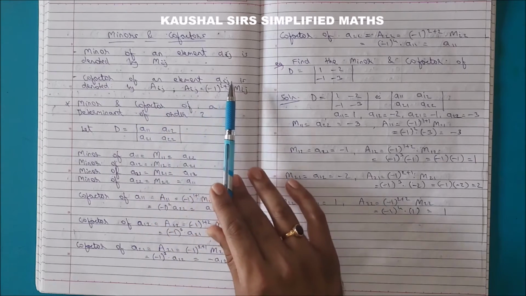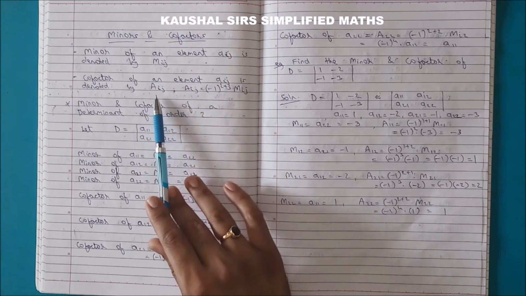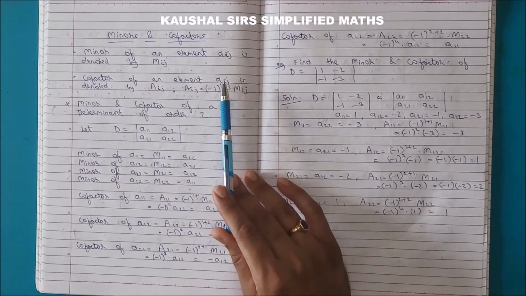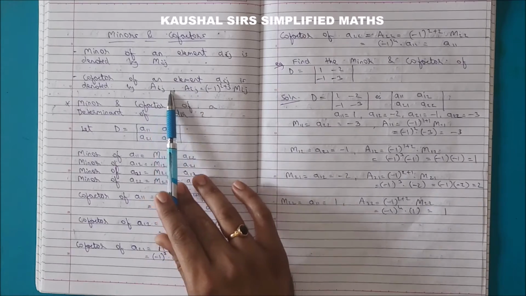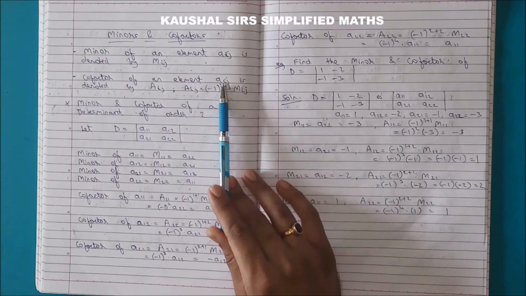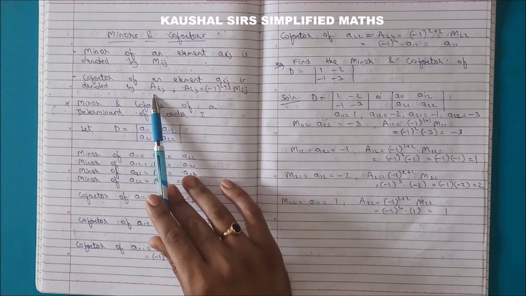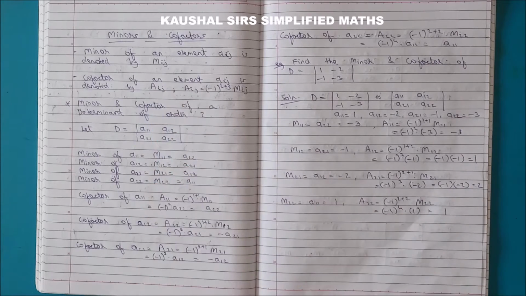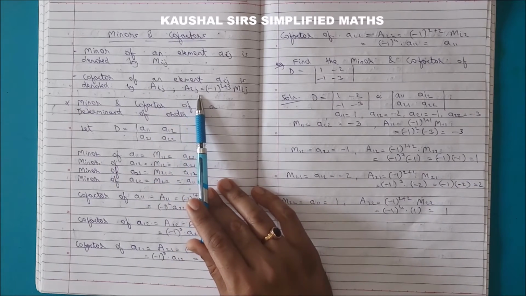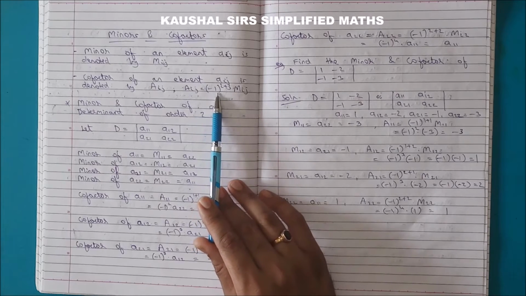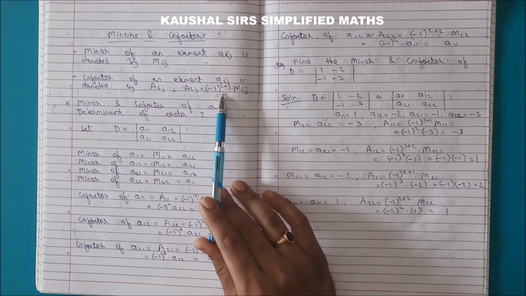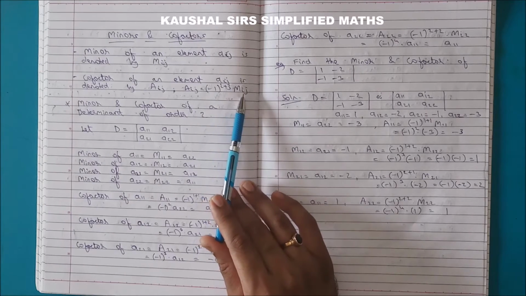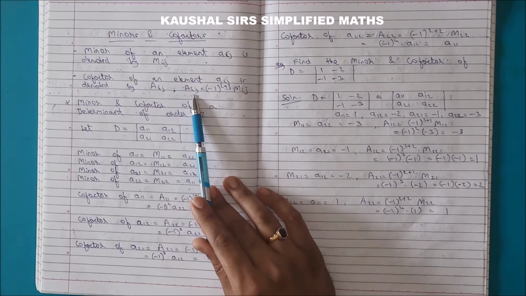Cofactor of an element Aij is denoted by capital A and in the suffix we write down ij. Means again, if the element is A11, then its cofactor would be denoted by capital A11. If the element is A21, the cofactor is denoted by capital A21. Okay, and the formula for cofactor is minus 1 raised to i plus j into Mij. Means minus 1 raised to i plus j into the minor of the corresponding element.